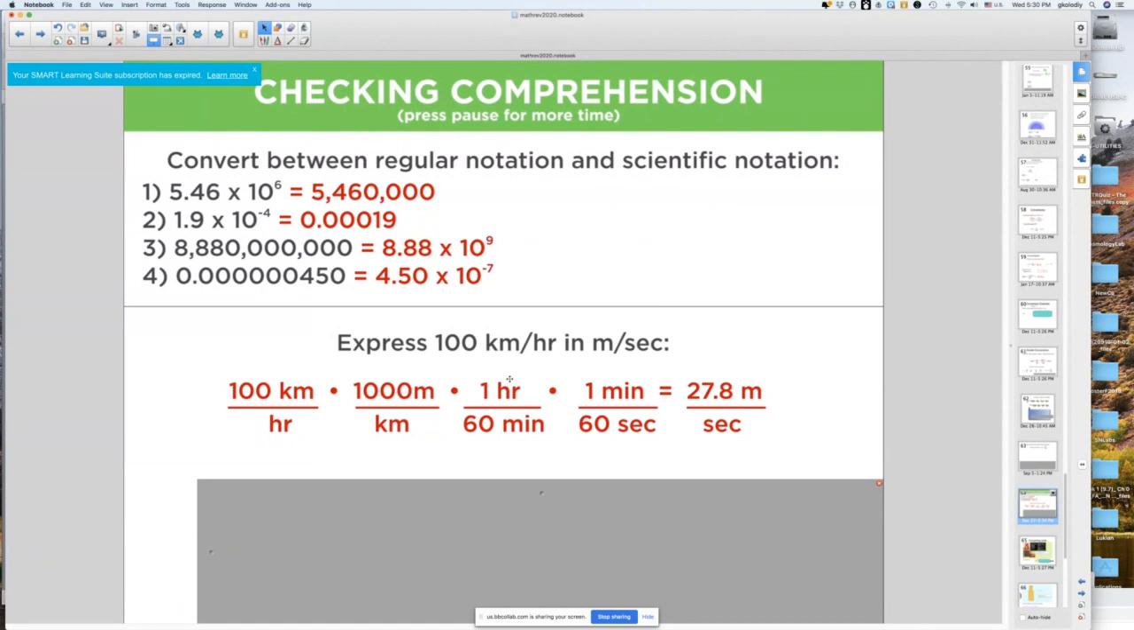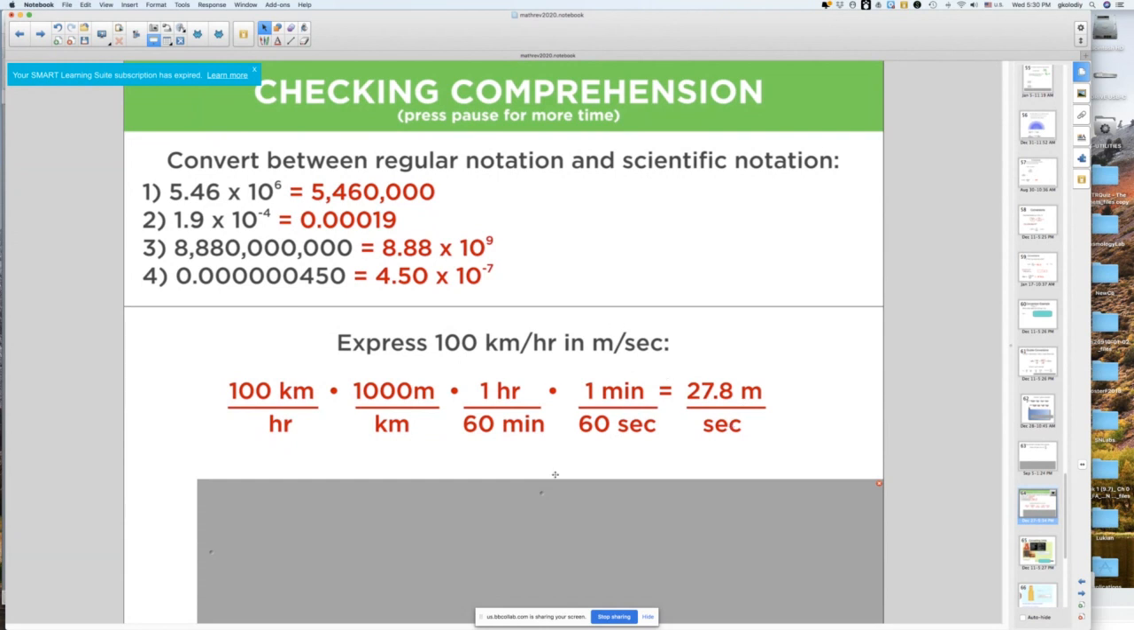And then this is in hours. You want to change the hours to seconds. You're going to multiply by 1 hour and 60 minutes, then 1 minute and 60 seconds. And you can see all the units you don't want will cancel, and you end up with meters per second.